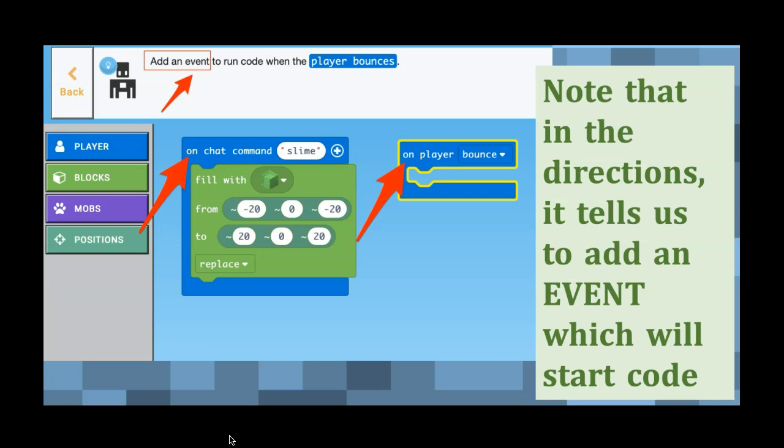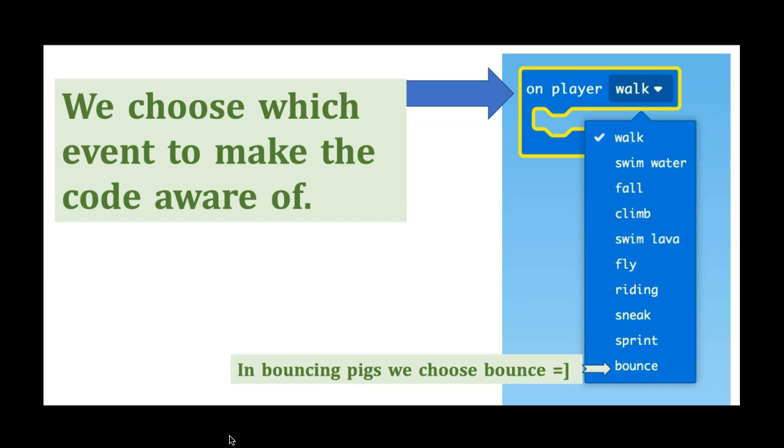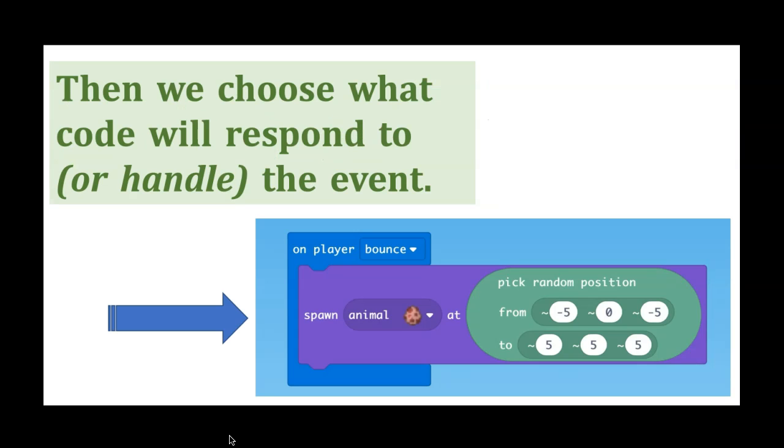In the tutorial, it says add an event. Note that in the directions it tells us to add this event, which will start the code. On chat command slime, fill with slime, from these coordinates to those coordinates. This is an event handler. We choose which event to make the code aware of. On player, and what do we choose? In Bouncing Pigs, we choose bounce. Then we choose what code will respond to or handle the event. In this case, we spawn a pig.